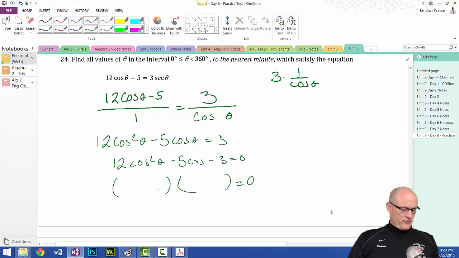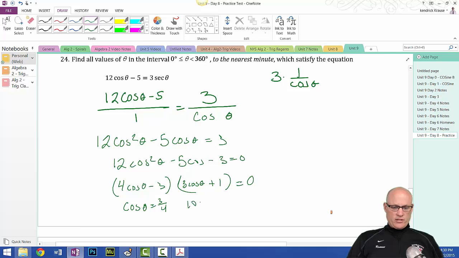Let's try 4 cosine theta and 3 cosine theta. And then this should be negative 3, and this will be positive 1. That will give me my negative 5. So I get cosine theta equals 3 over 4, and I get cosine theta equals negative 1/3.